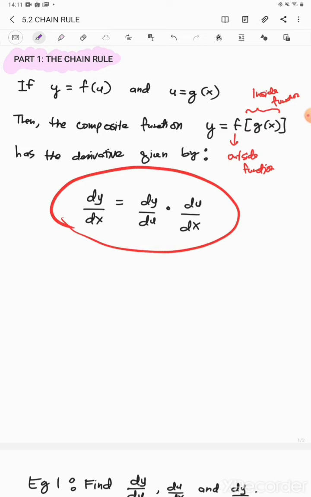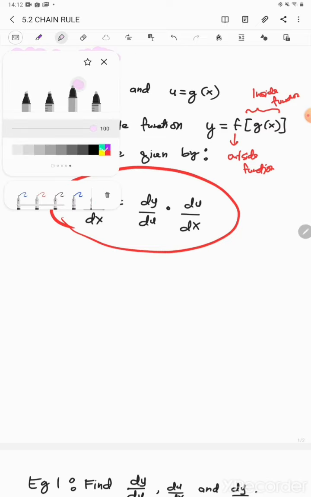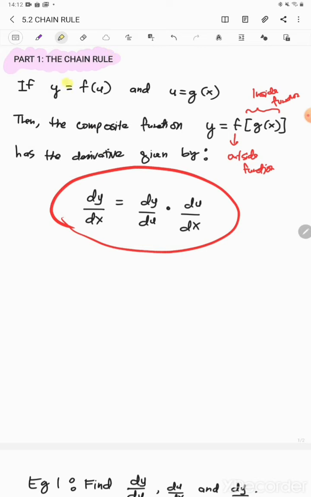If y equal to f(u) and u equal to g(x), we can see here we have two functions. Then the composite function, meaning that we combine these two functions using composite function, becomes y equal to f(g(x)).